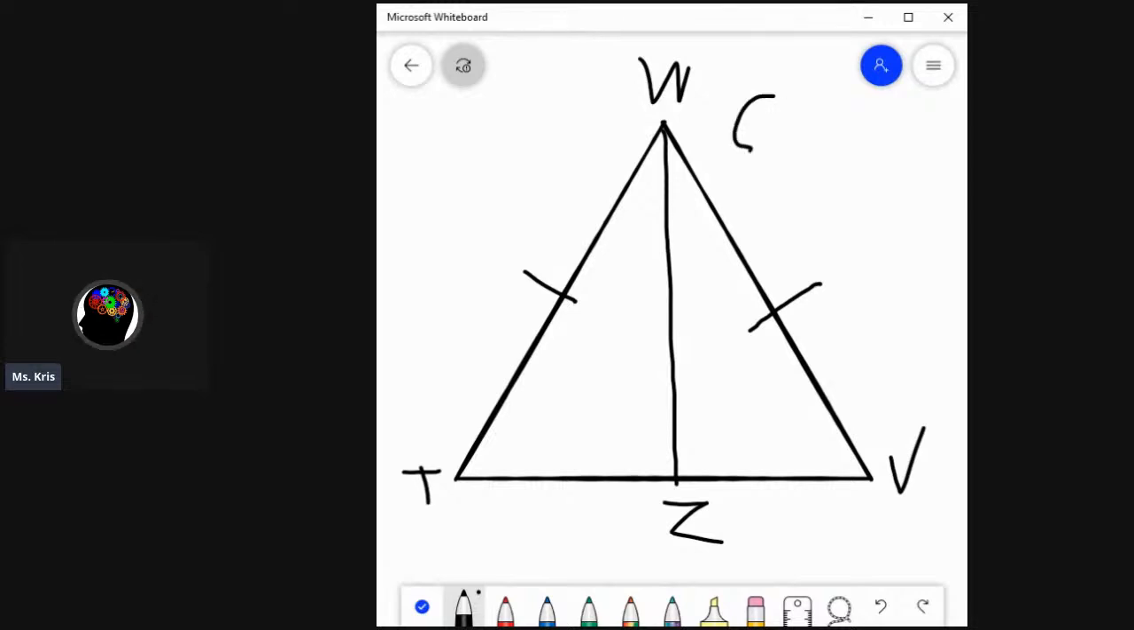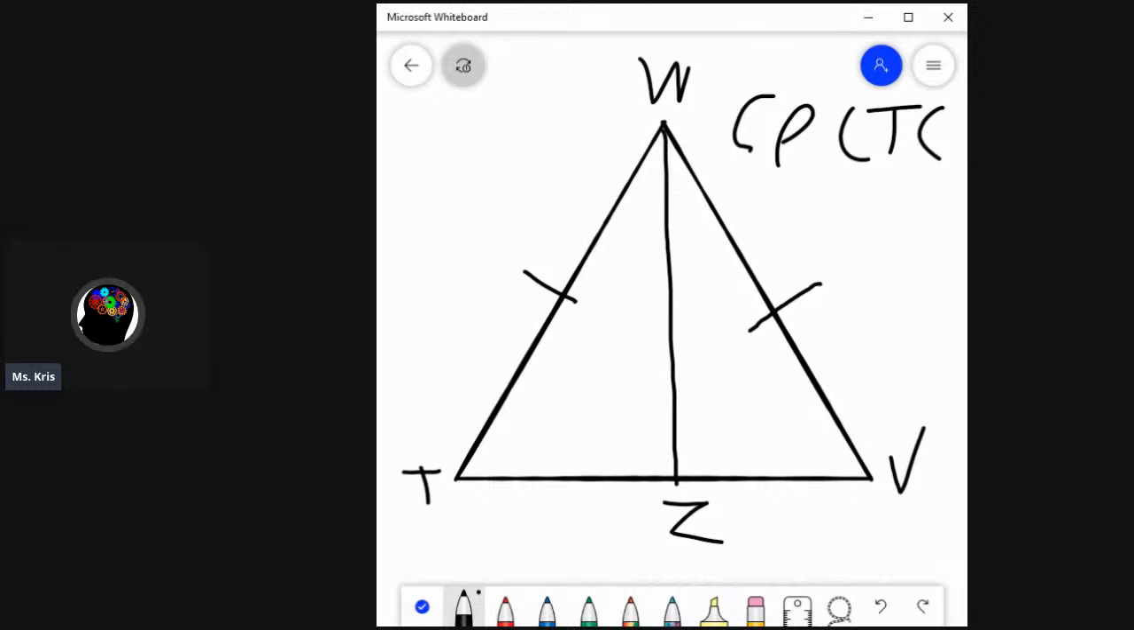which is corresponding parts of congruent triangles are congruent. You can put CPCTC. That is the abbreviation of corresponding parts of congruent triangles are congruent. Now you can prove this based on this strategy.